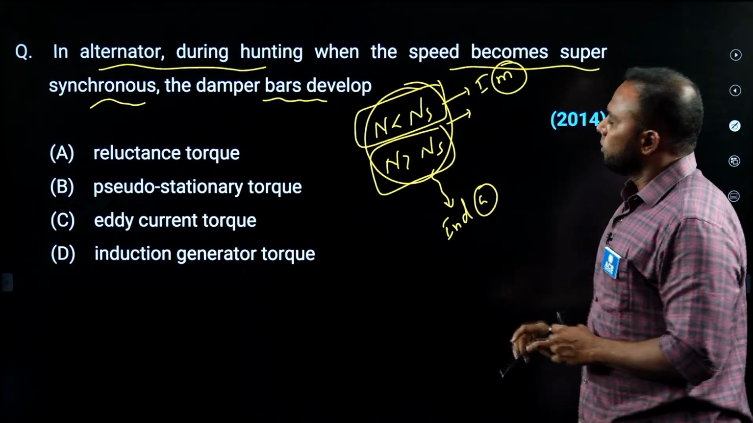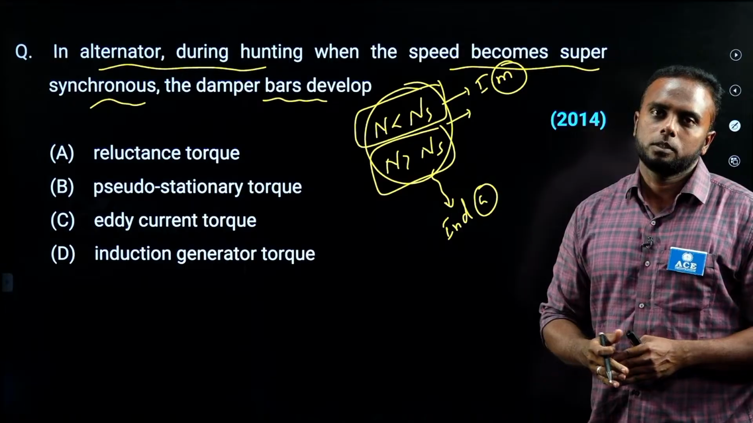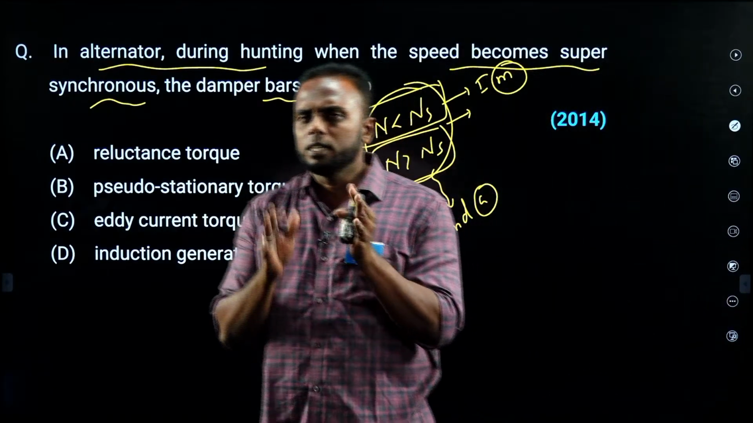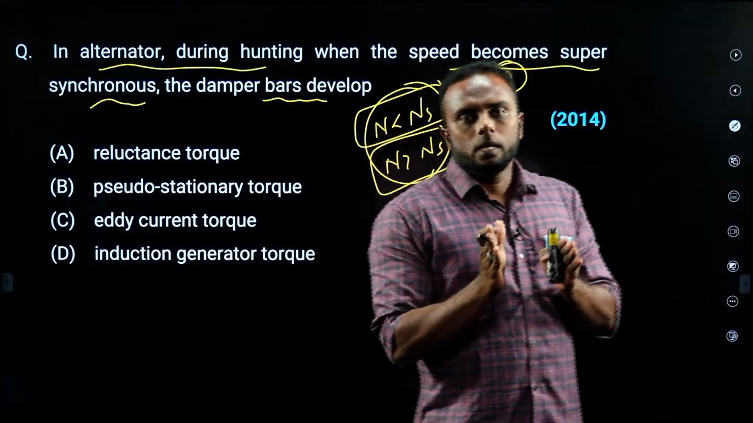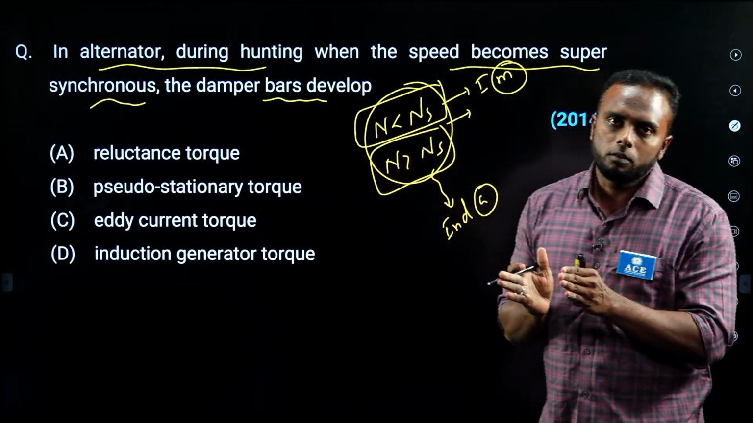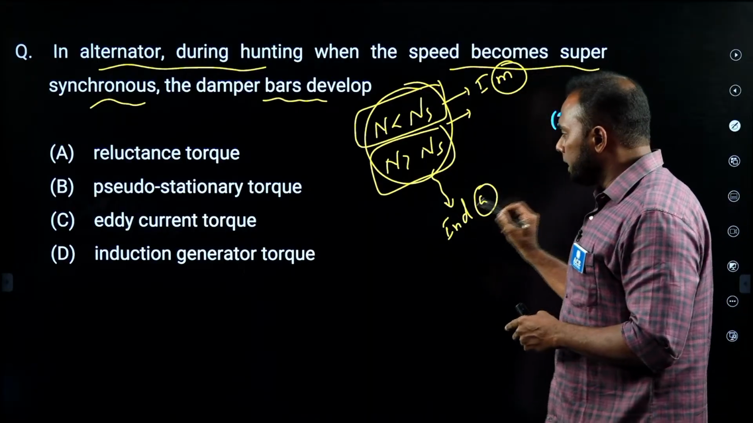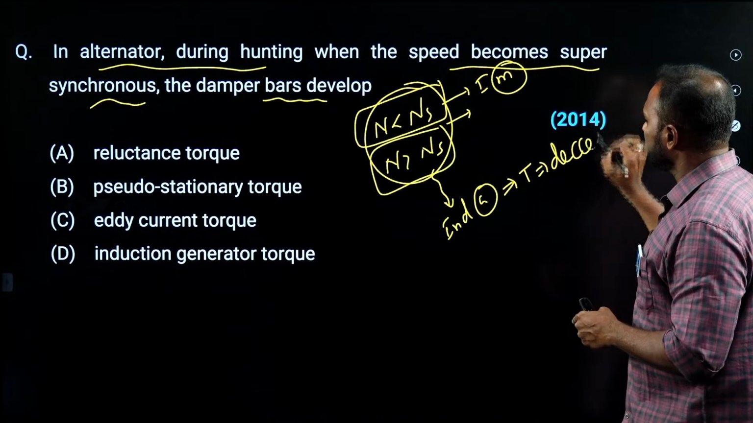Okay. So whenever speed becomes more than synchronous, it will produce an induction generated torque. Now what will that torque do? In which direction is the generated torque? In a generator, torque developed is always opposite to its direction of rotation. That's why this induction generated torque will decelerate the rotor.